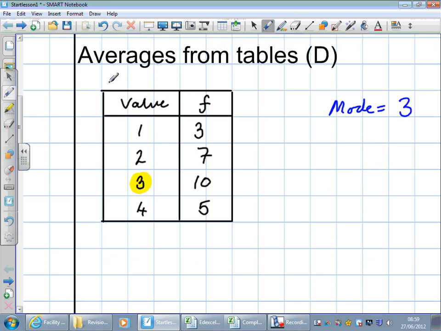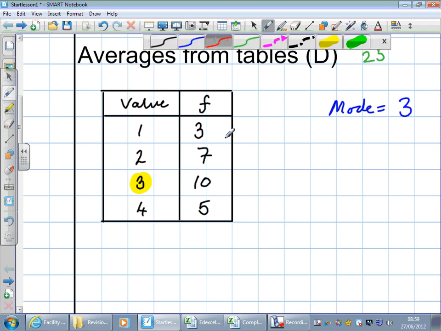Now, there are 25 bits of data. So around about the 12th, 13th one would be the median if I put them in order. Can anybody look at that table and work out what, when I put them in order, would be the 13th bit of data? Would it be a 1, a 2, a 3, or a 4? Anybody in the audience? It would be a 3.